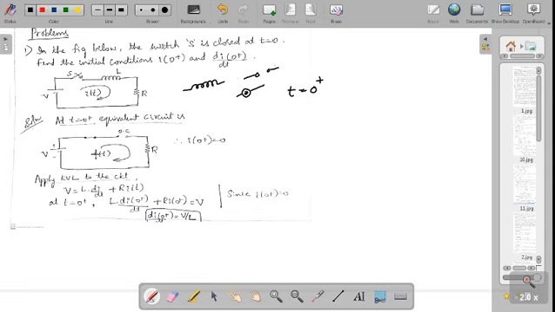Now look over here. Since there is an open circuit here, the current cannot flow in the circuit. For the flow of current, the circuit has to be a closed circuit.